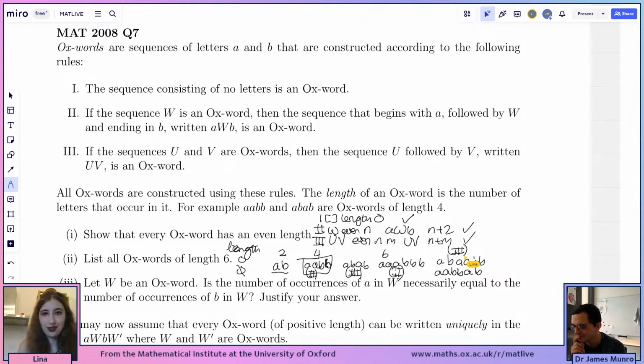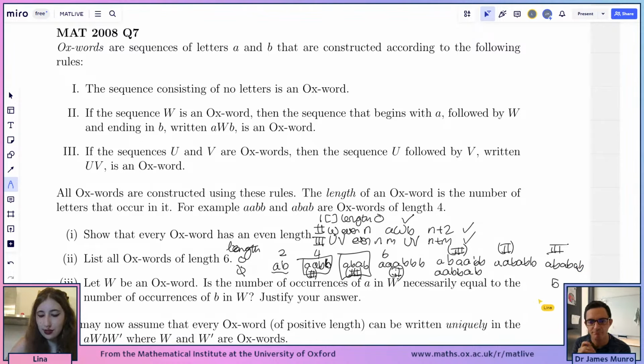So that's all the different things we can do with the first word of length 4. And then if we look at the second word of length 4, we can again use rule 2 to get another word. Or we can use rule 3 again to put AB on the front of our new word. And we can also put it on the back, but that's the same word. It's still the same. So this gives us 5 words.